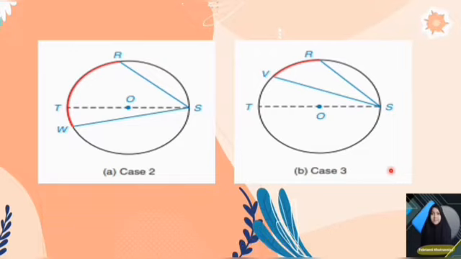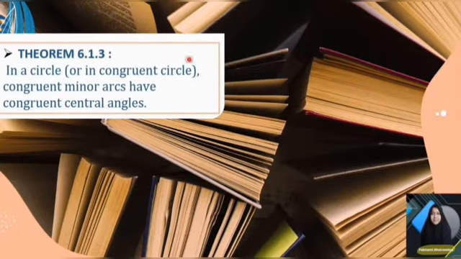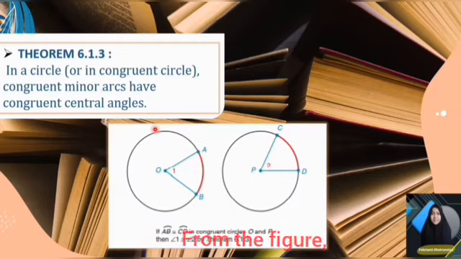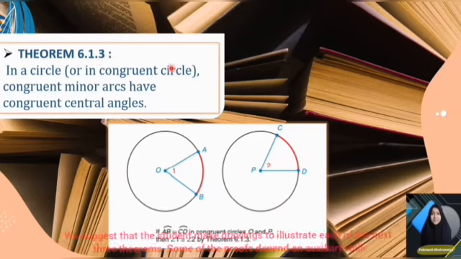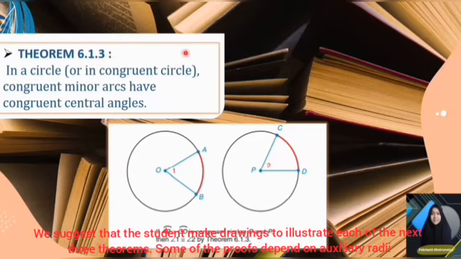And see the figure. Theorem 6.1.3. In a circle or in congruent circles, congruent minor arcs have congruent central angles. From the figure, if arc AB is congruent to arc CD in congruent circles O and P, then angle 1 is congruent to angle 2 by Theorem 6.1.3. We suggest that the student make drawings to illustrate each of the next 3 theorems.